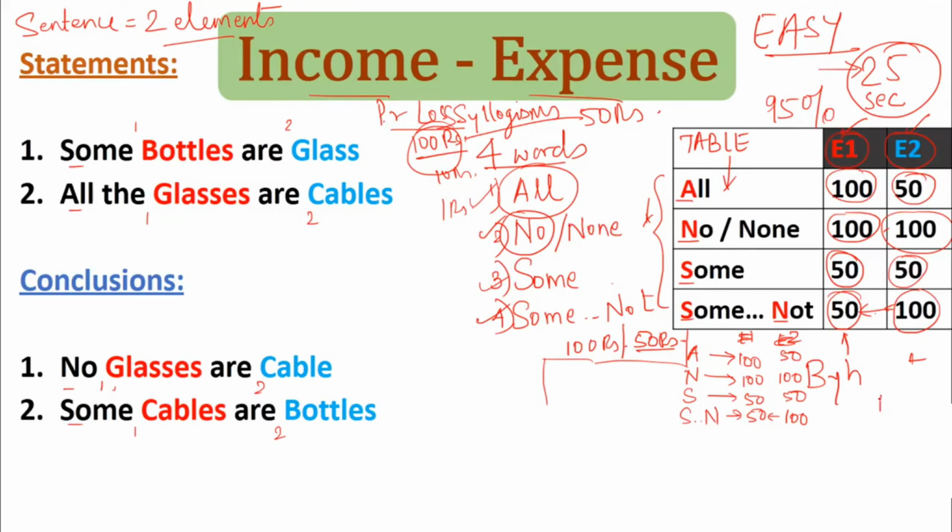Rule number 1 for income and expenses: learn this table by heart. If you find any other method easier to memorize the table, you can do it, or you can go by this method also. This is very, very easy. Now comes the main point. What is income? What is expense? Very, very easy, very common sense.